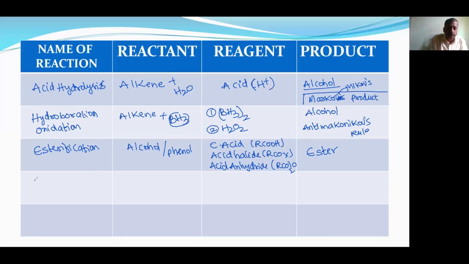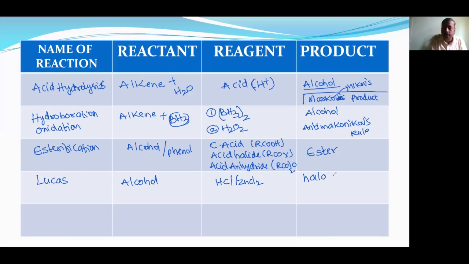Next reaction is Kolbe's reaction. Sorry, before that we have one more reaction, a test. What is the test called? Lucas test or Lucas reaction. In the Lucas reaction, we are going to have alcohol, and the reagent is HCl with ZnCl2. And the product will be haloalkane.